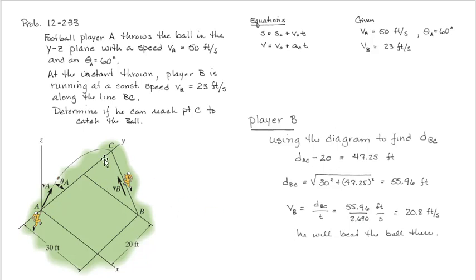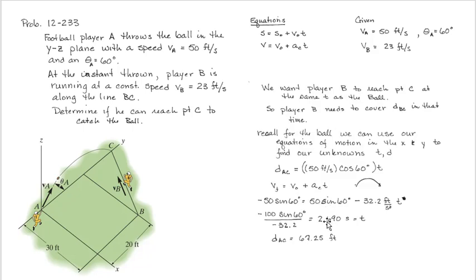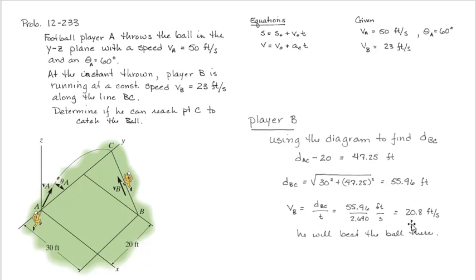So we're going to use our geometry to figure out the distance. He has to travel 55.96 feet. And he's got to do it in the time that we calculated up here. There's our time calculation. And so we know that he has to maintain a velocity of 20.8 feet per second in order to get to the point where, at point C, he's in position to catch the ball. Now, of course, this is football, so he's not going to be able to just stand there and get it. But this is how we do those types of problems.